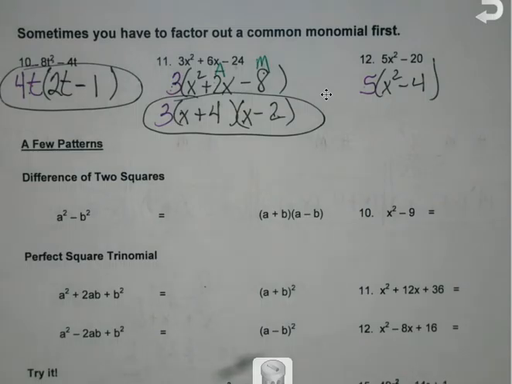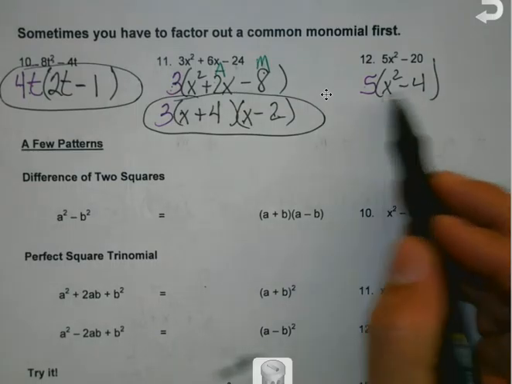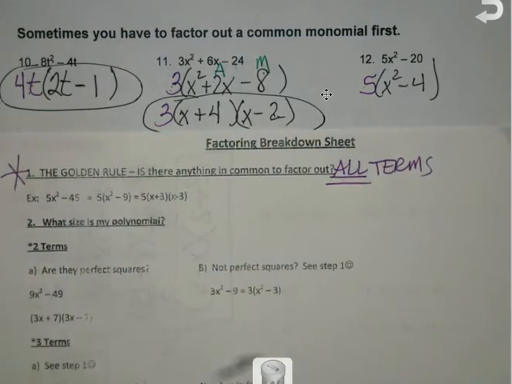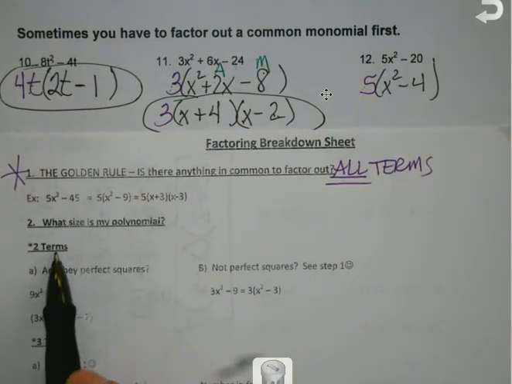You're like, well, wait a minute. This looks different from the other ones, because now there's only two terms here instead of three. What's up with that? Well, let me go back to my half sheet again. What size is my polynomial? Two terms.